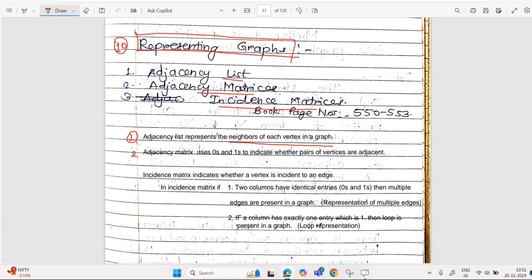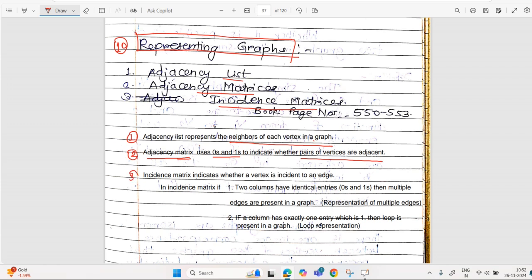Second one is adjacency matrix. In adjacency matrix, zeros and ones are used to indicate whether the pair of vertices are adjacent. So if the two vertices have an edge, we represent it with 1, and if the edge is not there, we represent it with 0. So this is the representation of neighbors of vertices in a matrix form.